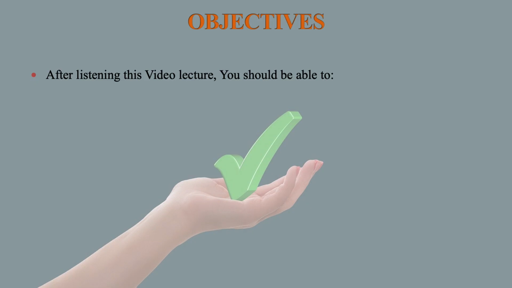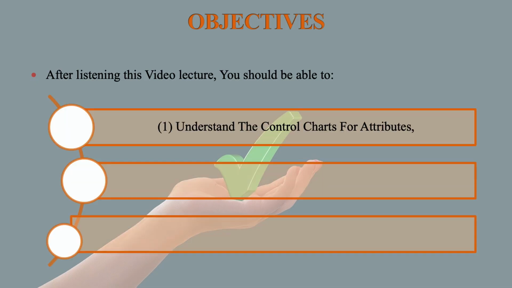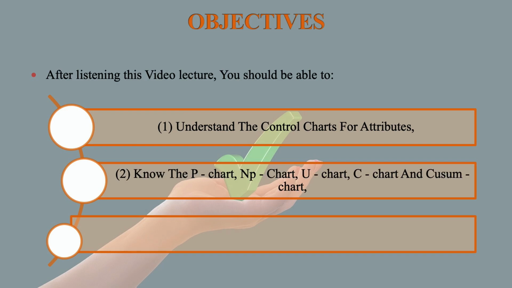Dear learners, let us start with our topic, that is control charts for attributes. After listening to this video lecture, you will be able to understand the control charts for attributes. You will be able to know the P chart, NP chart, U chart, C chart and Q sum chart, and you will be able to solve the numerical on control charts for attributes.